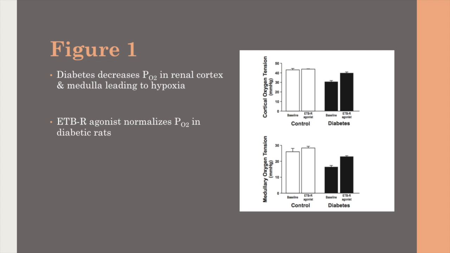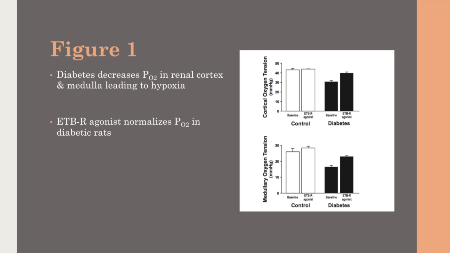The first figure looks at the oxygen tension within the renal medulla as well as within the renal cortex. Oxygen tension was measured in millimeters of mercury. Control group rats are shown by the white bars, while diabetic rats are shown by the black bars. Baseline refers to no further treatment, whereas ETB receptor agonist refers to treatment with S6C, which acts like ET1 when binding to the ETB receptor.